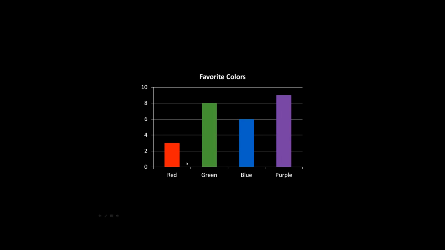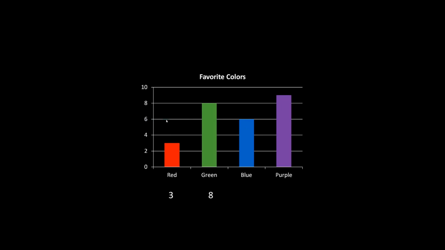And that means we can tell the values of the bars over here. We can see red, it goes halfway between 2 and 4. Well, there's only one whole number between 2 and 4, and that is 3. So we know that 3 students had red as their favorite color. Green stops on this line here at 8. So we know that there are 8 students whose favorite color was green.